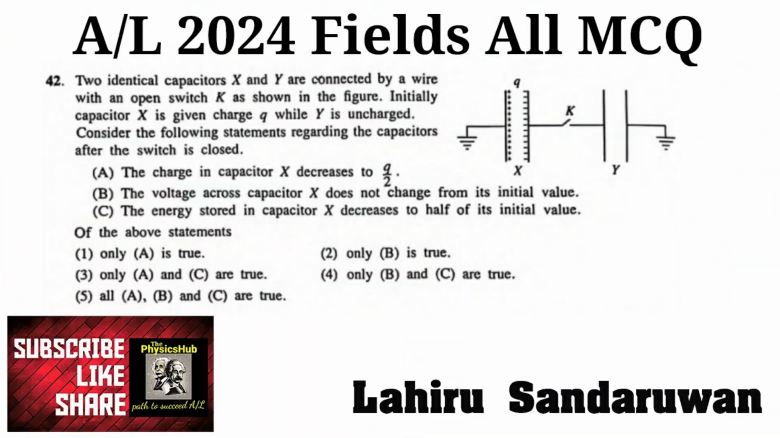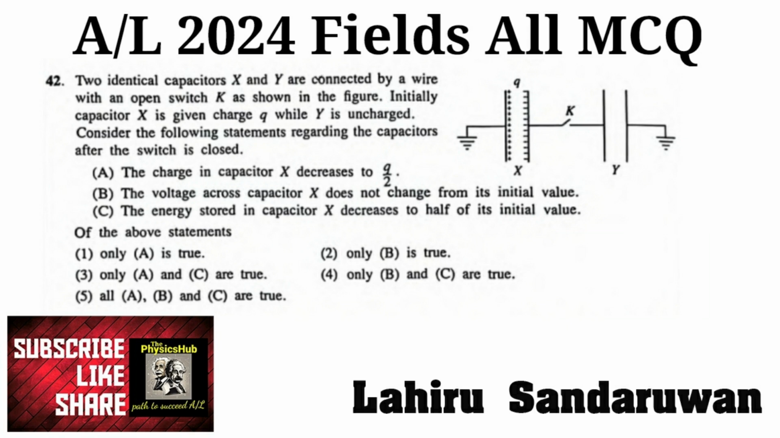Question number 6. Two identical capacitors X and Y are connected by a wire with an open switch K as shown in the figure. Initially, capacitor X is given charge Q while Y is uncharged. Consider the following statements regarding the capacitors after the switch is closed.